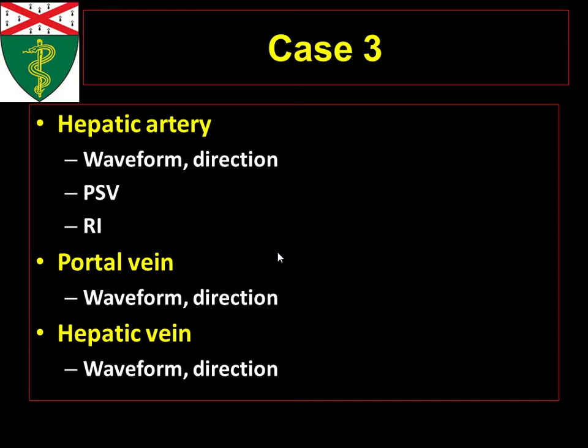All right, so I need somebody to start going through some waveforms for me. So we'll start off with the hepatic artery. What's the general waveform that you expect to see in the hepatic artery transplant? Good, so the direction is towards the liver. That's perfect. But let's talk about the resistive index. What sort of resistive indices do you like? What's that? 0.5 to 0.8. That's good.